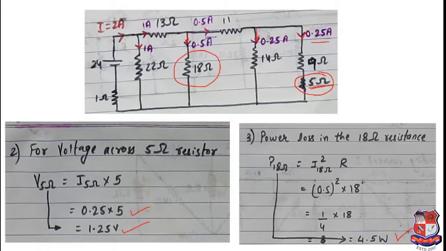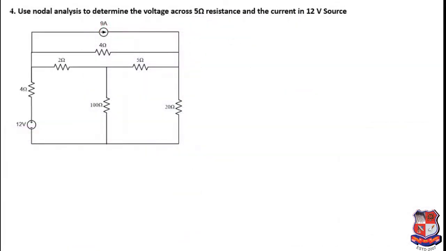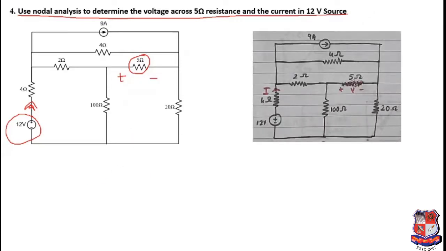Okay, I hope this method of approach is understood. Otherwise, if you have a problem in solving this type of circuit, you can go for a very simple method, that is KVL. So let us go to the next numerical: using nodal analysis, determine the voltage across the 5 ohm resistance and the current in the 12 volt source. So over here you need to find the voltage across this 5 ohm resistance and the current in the 12 volt source. Okay, so let us start. This is the circuit, and I have colored the elements which are to be found with red color.